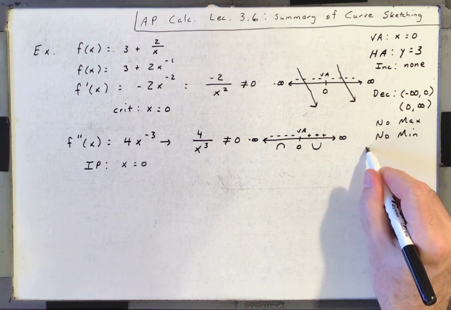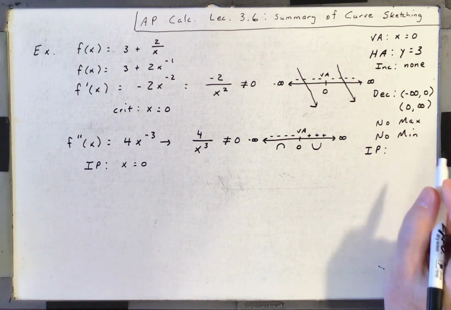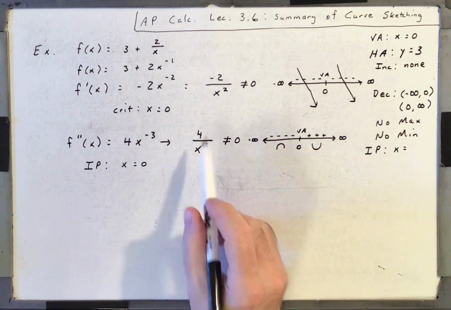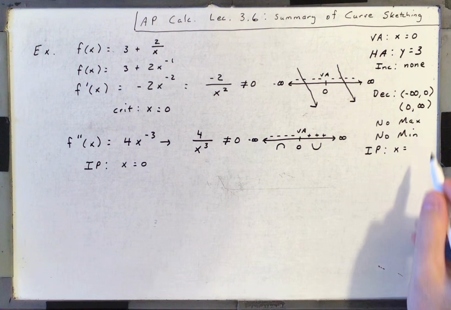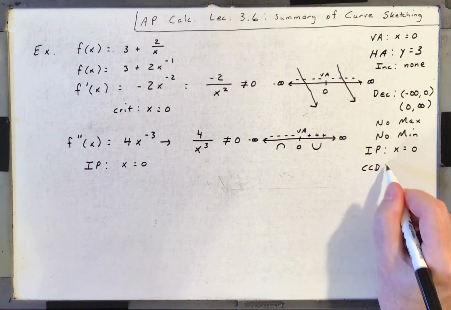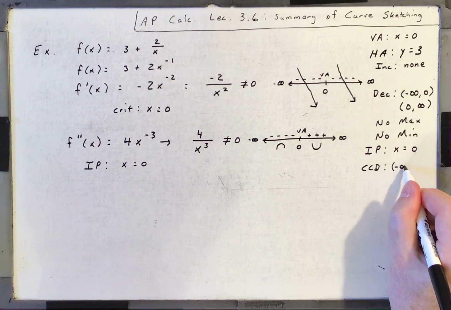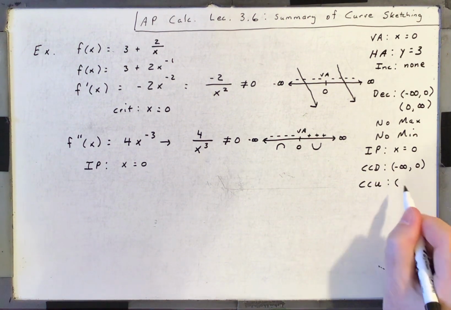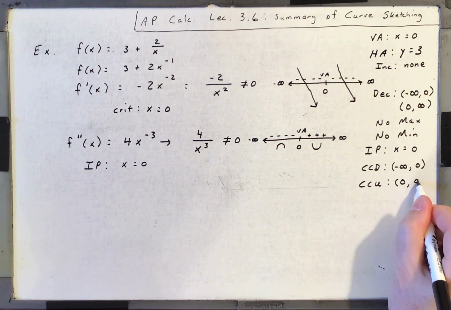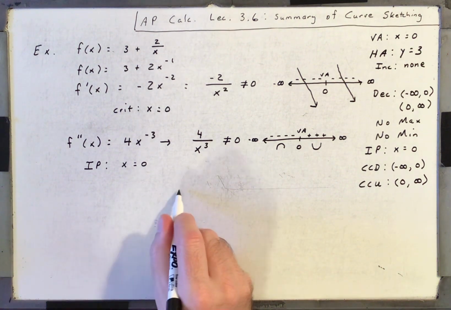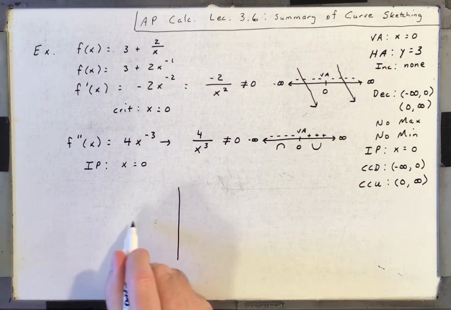So let's go ahead and write that information. We have an inflection point. Now, I don't have a y value here because it's undefined. If you plug 0 back up here, it's undefined. So I can only give the x value. That's x equals 0. We are concave down from negative infinity to 0. And we're concave up from 0 to infinity. So if you got them all right, you've gotten 12 out of your 16 points on the test. Okay, so that's awesome. Now let's sketch the graph.